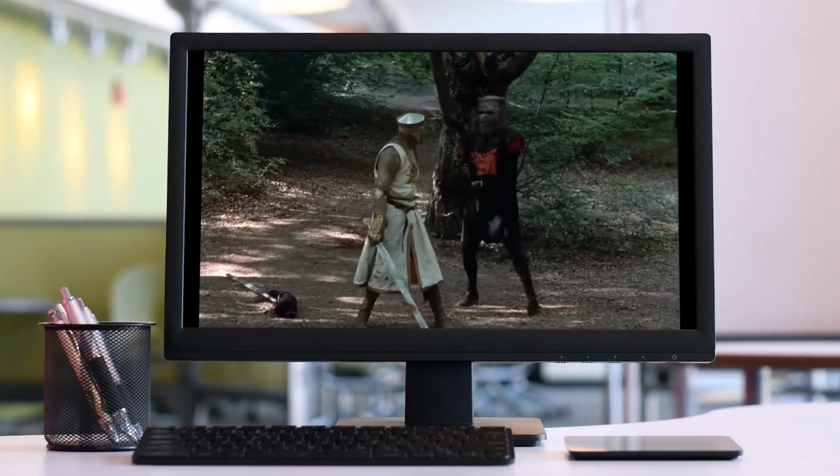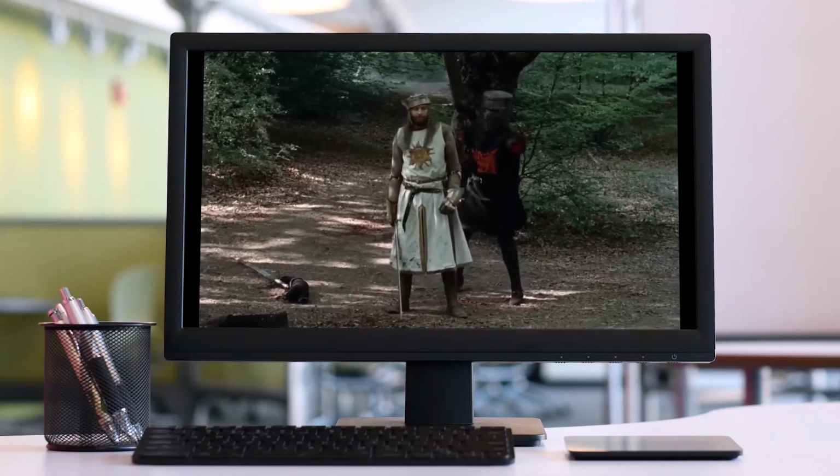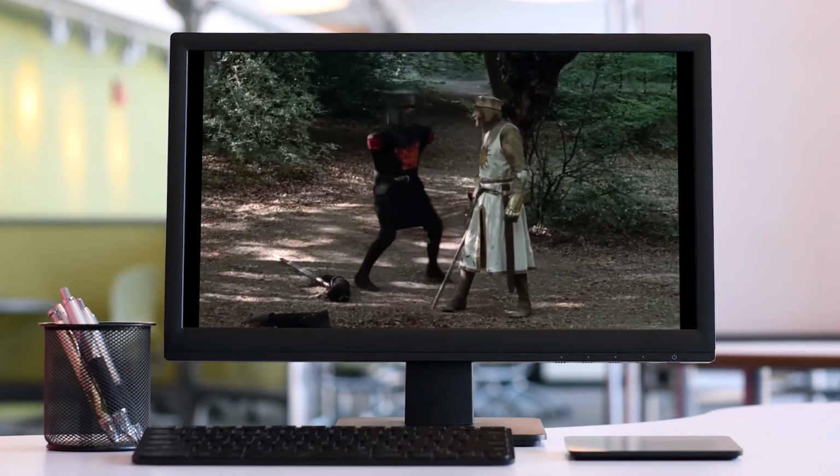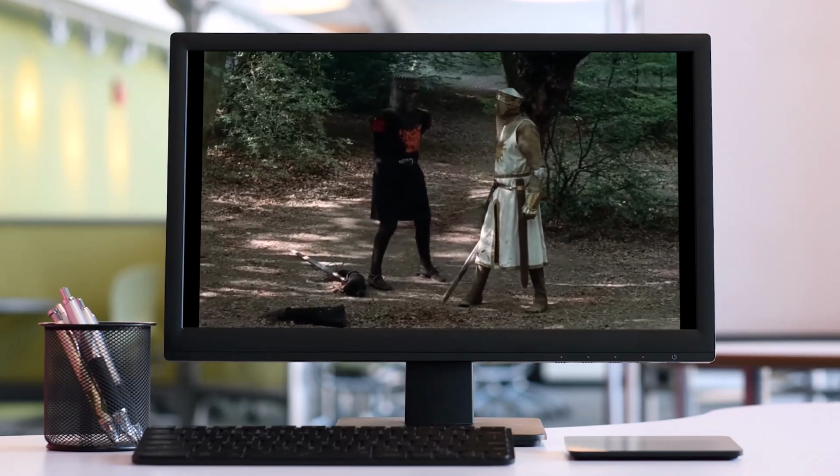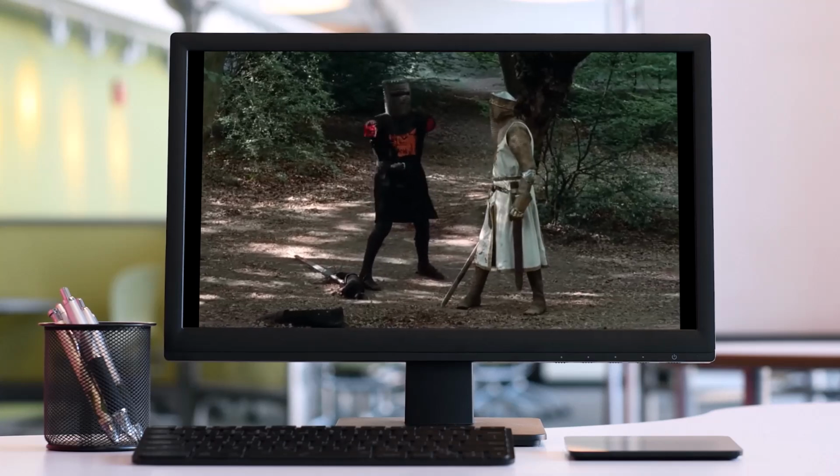You are indeed brave, Sir Knight, but the fight is mine. Oh, had enough, eh? Look, you stupid bastard, you've got no arms left. Yes, I have. Look! It's just a flesh wound.